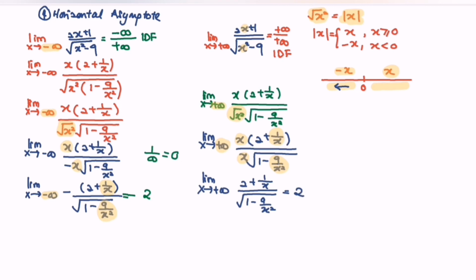So in this case, the horizontal asymptotes are y equals to negative 2 as x approaching negative infinity and y is equals to 2 as x approaching positive infinity.